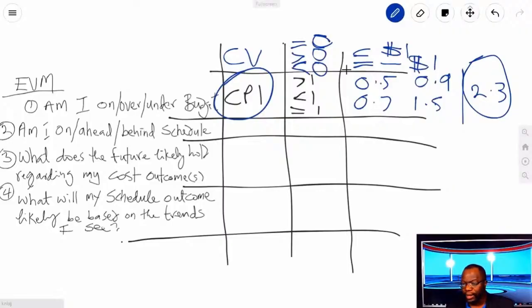All right, now, do you guys have any questions I can answer on CV and CPI before I go to the next topic? Do you have any concerns about CPI? Does it make sense? What about CV?